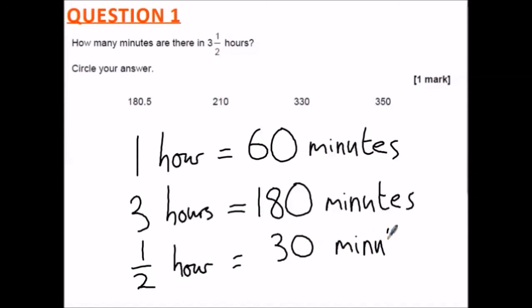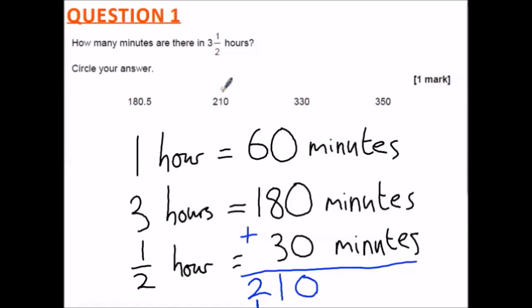So now that you know 3 hours is 180 minutes, half an hour is 30, we can just add these two together. 180 plus 30, 0 plus 0 is 0, 8 plus 3 is 11, carry your 1, 1 plus your carried 1 is 2, 210. So you need to circle 210. First mark, we're off and running.